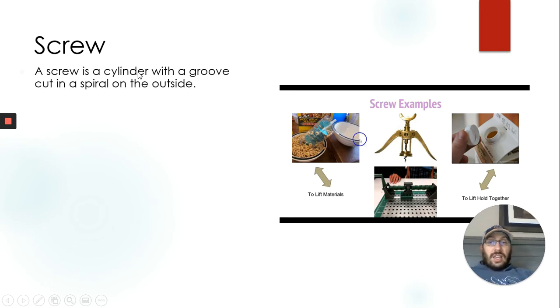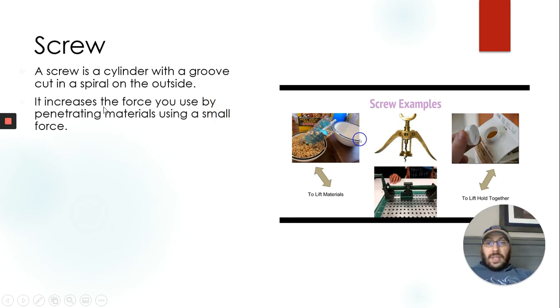A screw is essentially a cylinder with grooves cut in a spiral on the outside. Okay, it increases the force you use by penetrating the materials using a small force. So when you're screwing in a screwdriver, you're not putting that much force into the screwdriver. A little bit of force down and then just a twisting motion, but you get a lot more force out with that screw going into the wood.